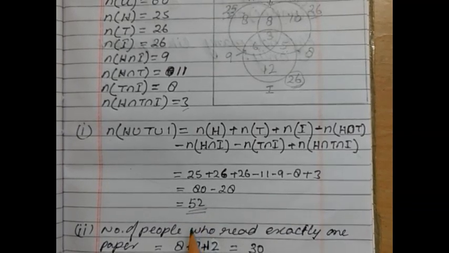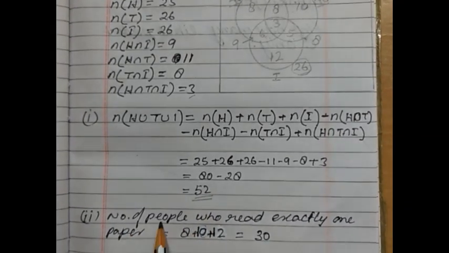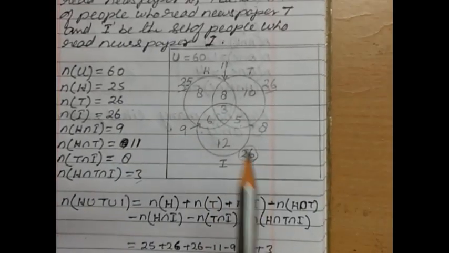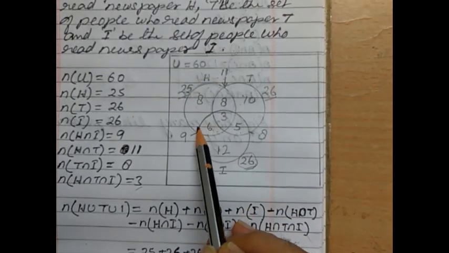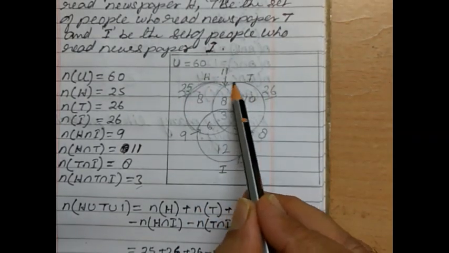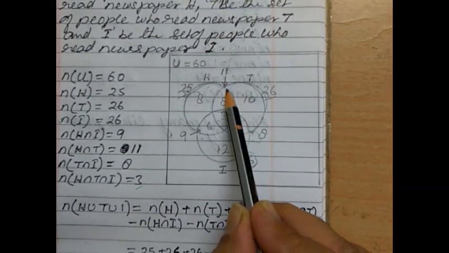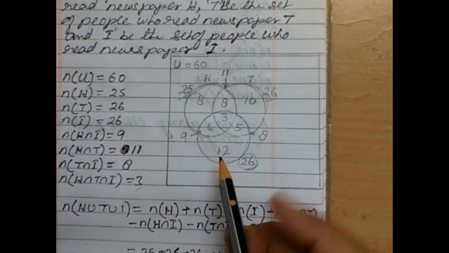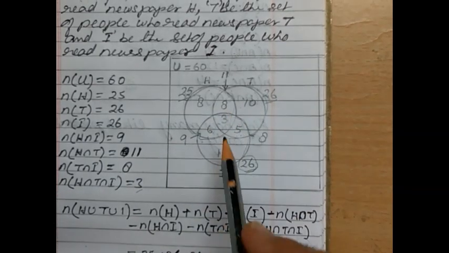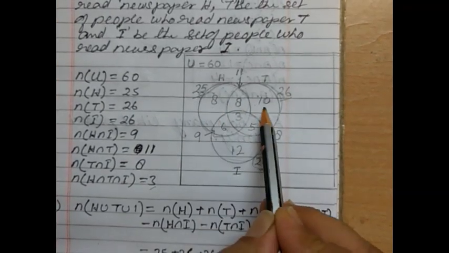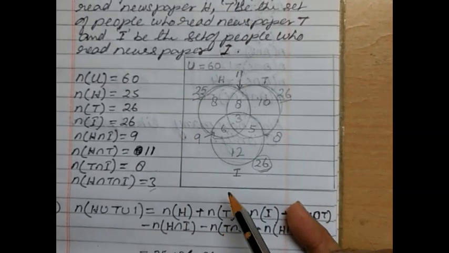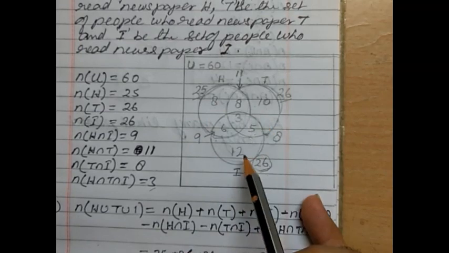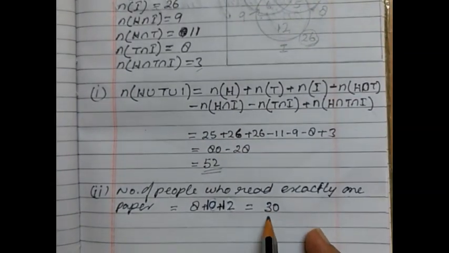Now the second question asks for the number of people who read exactly one paper. Exactly one paper means only H, this one, only T, this one, and only I. So exactly one paper means no other paper. This is how we calculate it, and for this we need the Venn diagram to solve it. So here we get 8, 10, 12. When we add them up, we get 30.